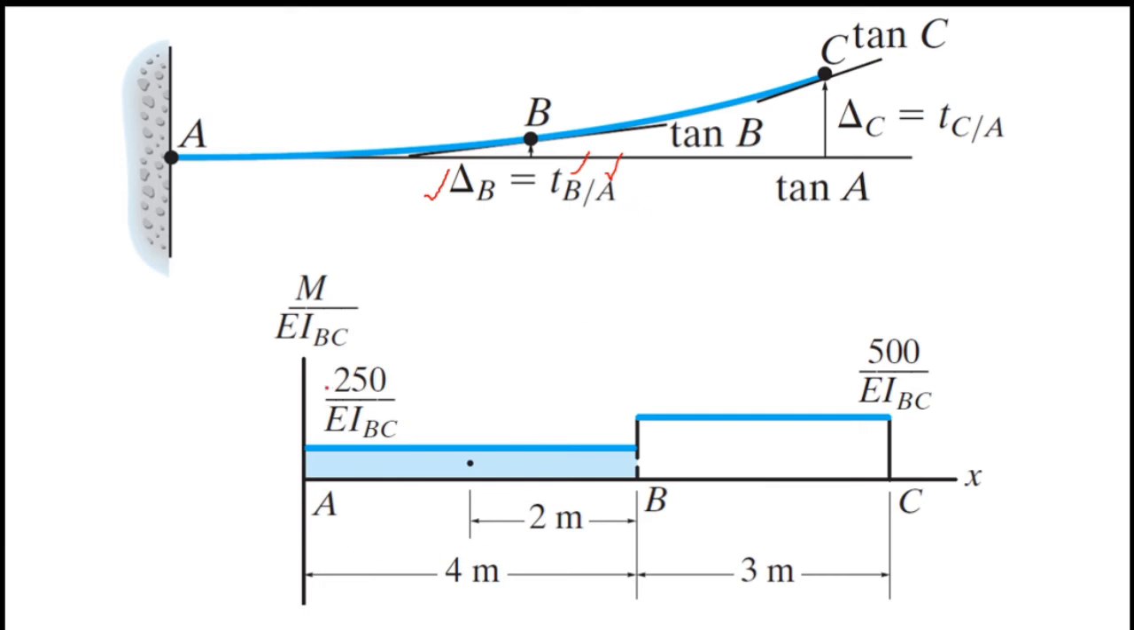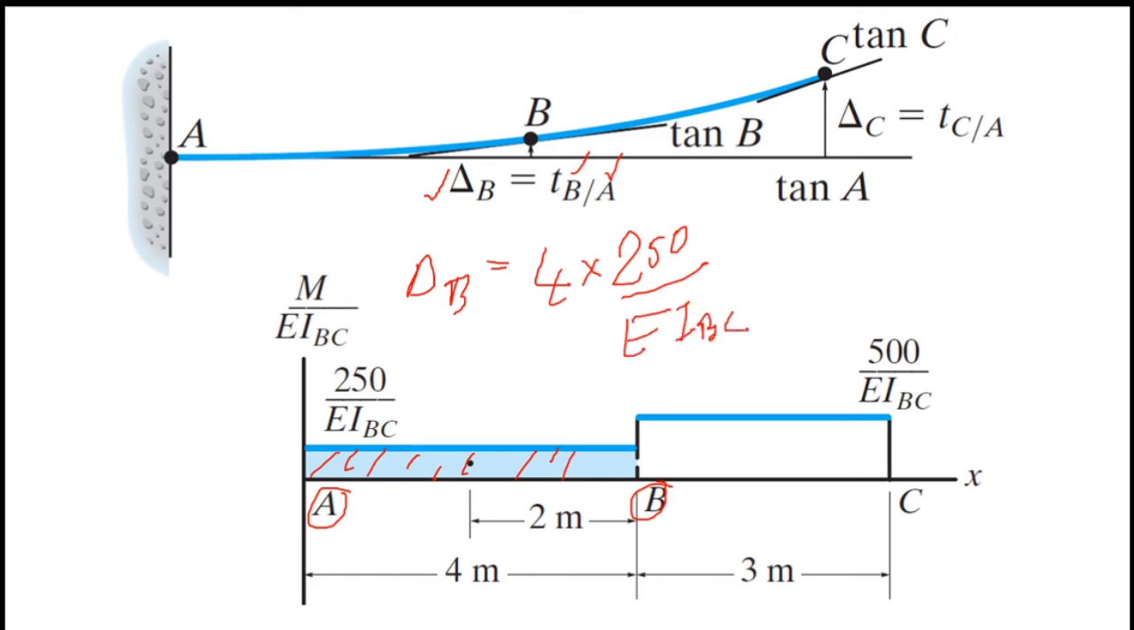So this is our MOVA diagram. The area between A and B is this area. So in order to find the deflection of point B, or delta B, we have to consider this area. This area means the area between B and A. So I will find the area here. So delta B equals, this is a rectangle, so this length is 4 meters times this height, which is 250 over EI BC. So this is the area.